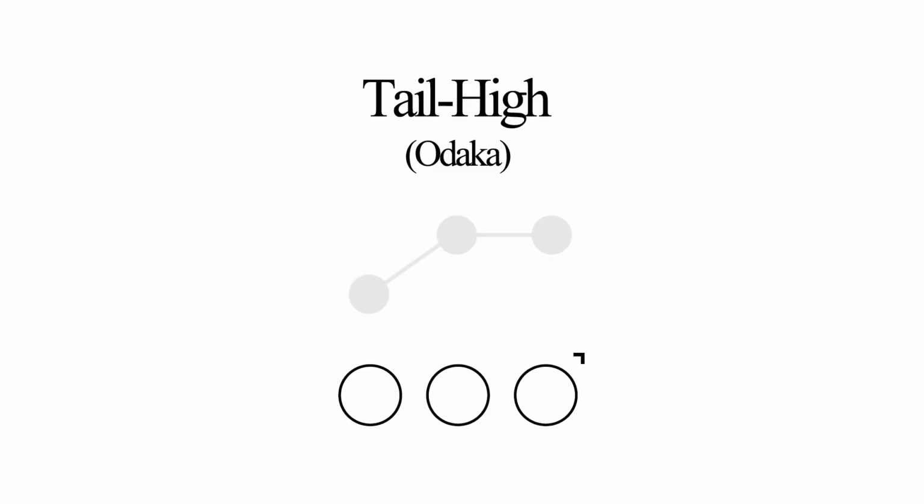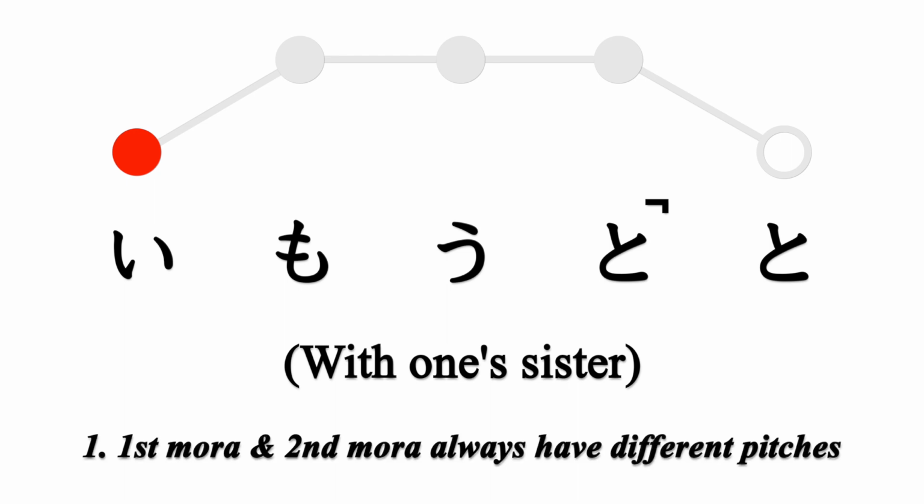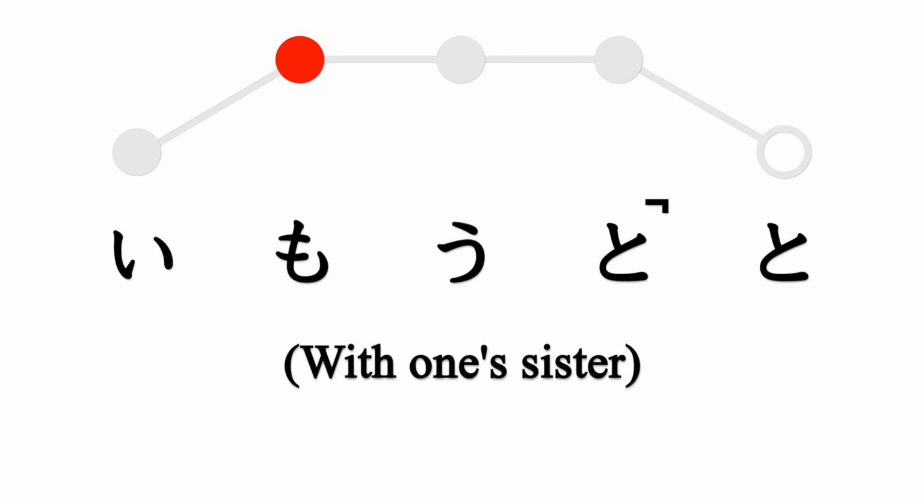The third one is the tail-high pattern. The first mora starts low in pitch. Following rule number 1, the pitch goes up after the first mora. The pitch stays high till the accented mora. In this pattern, the accent is on the last mora.